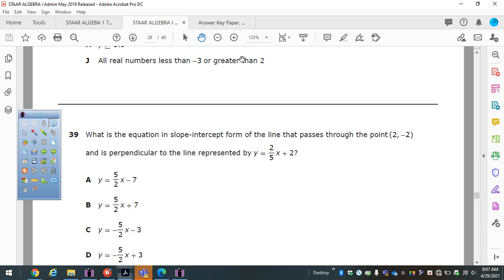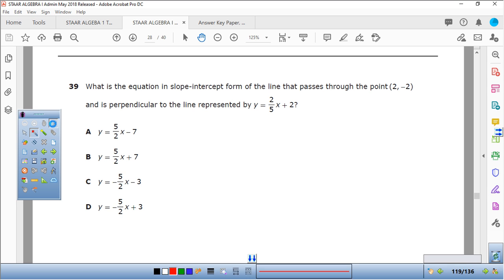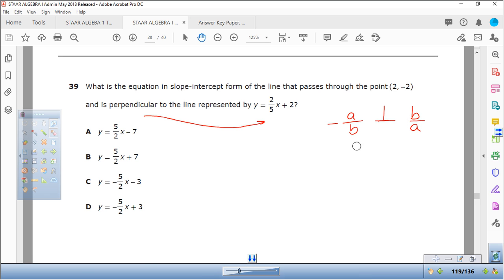Okay, what is the equation in slope-intercept form of the line that passes through this point and is perpendicular to this one? To be perpendicular, the slope, if it's going to be A over B, is going to be B over A. This one's positive, this one's now negative. If this one's negative, this one's now positive. Okay? So we're going to go with the opposite of the reciprocal. Now, the slope here is 2 over 5. For it to be perpendicular, we're going to go with negative 5 over 2.